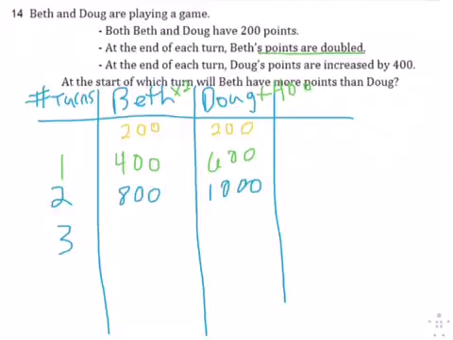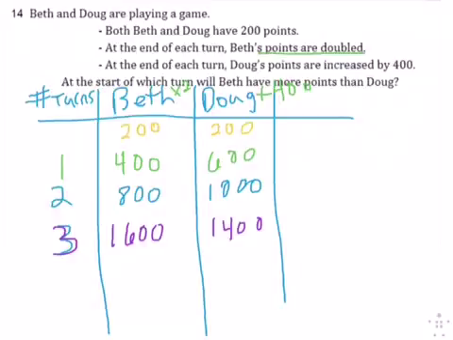On turn 3, Beth's still multiplying by 2, so 800 times 2 is 1,600. And Doug increases by 400, so he's at 1,400 now. So now, after turn 3 is done, Beth has more points than Doug.